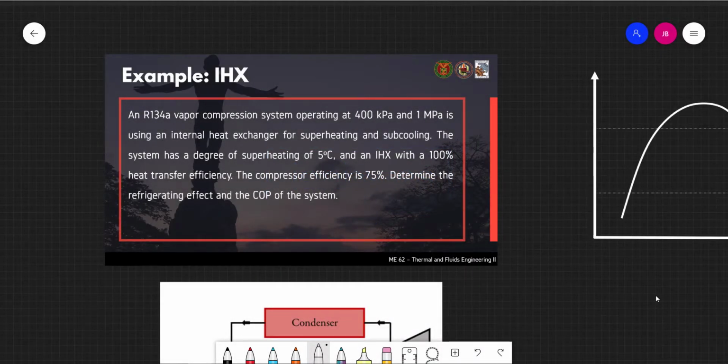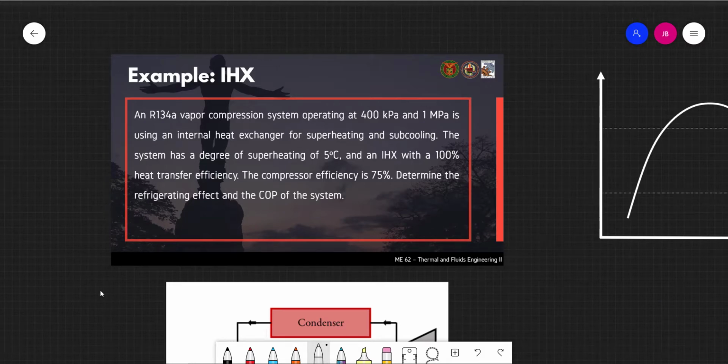Sa videong ito ay magsasolve tayo ng isang problem tungkol sa isang vapor compression cycle. This time, gumagamit ng internal heat exchanger. Basahin muna natin ang ating problem.